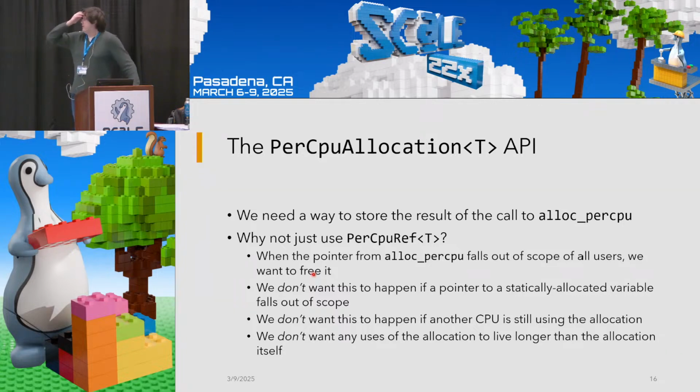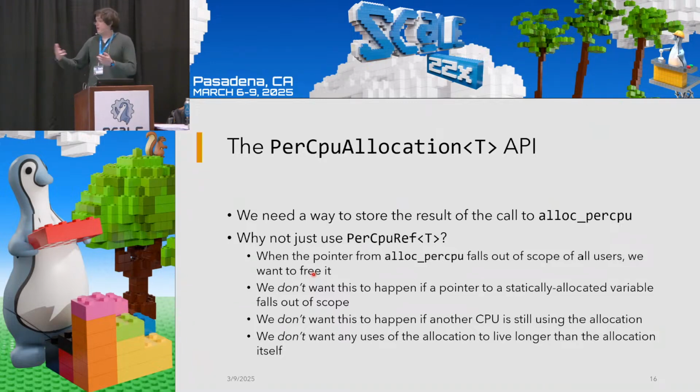So what we do here is we store this allocation inside of a per CPU allocation type. And, well, we just talked about this nice helper type per CPU ref. Why not use that to store this allocation that we've made? Well, we want to, again, have the Rust compiler help us out as much as possible. Rust does consider leaking memory to be a safe operation, right? It won't crash your program, so it's OK if you leak memory according to the compiler. But we still want to avoid it if we can.